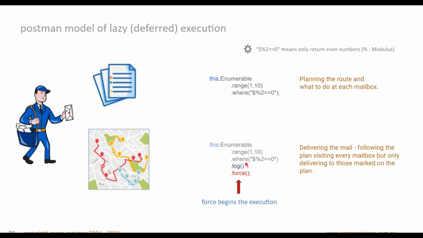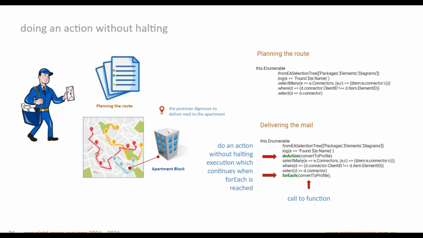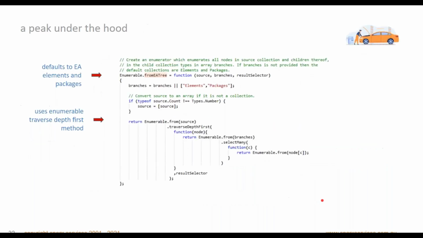It's only when you do a log, a force, or a do action, or a for each, that the enumerable gets forced. So this is him actually delivering, or her delivering the mail. The force and the log create the execution. That's like the postman moving along. So here we have another example. I won't go into this one, but we can do the do action thing along the way there as well. So that's another richer example.